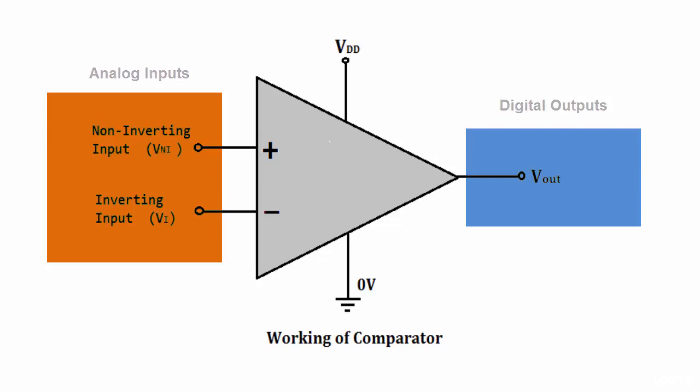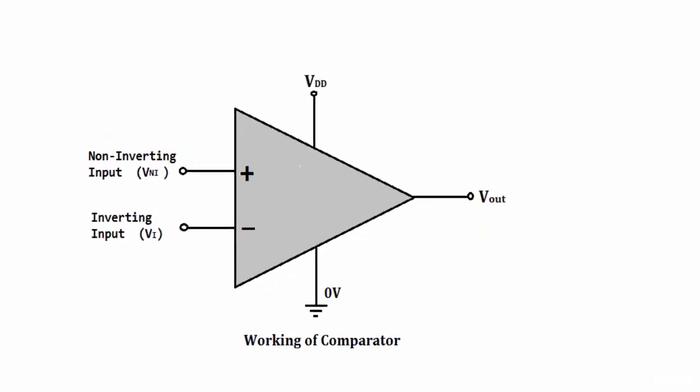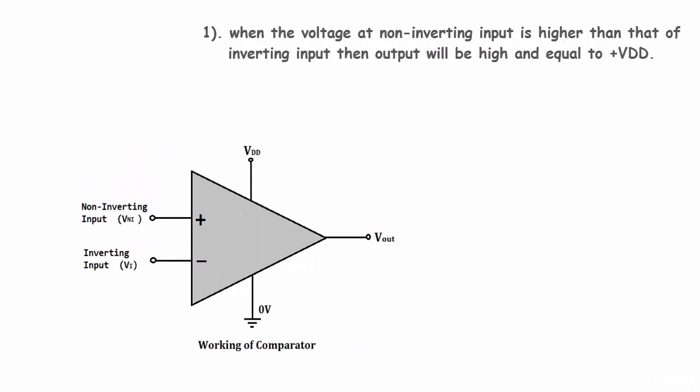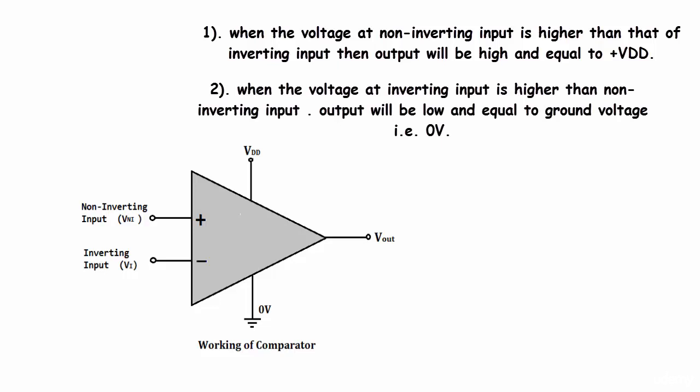Now let's understand how this works. Keep these two statements in your mind. First one, when the voltage at non-inverting input is higher than that of inverting input, output will be high and equal to VDD. When the voltage at inverting input is higher than non-inverting input, output will be low and will be equal to the ground voltage, which is equal to 0 volt.